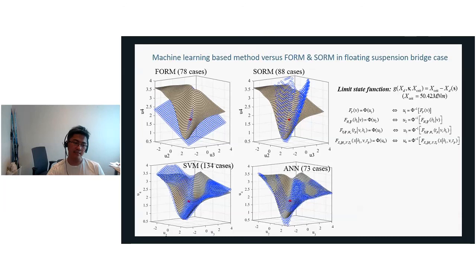In this case, the limit state function is very nonlinear, and clearly the first-order expansion is insufficient to demonstrate the true failure surface.